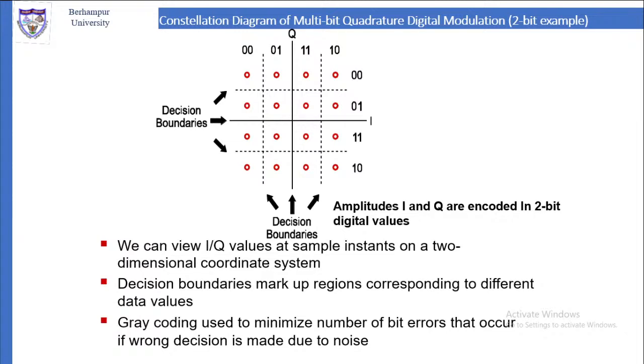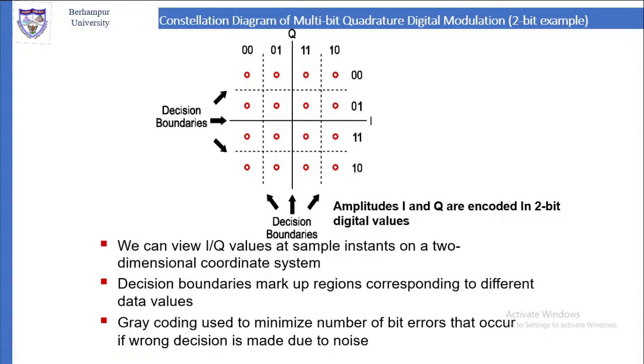Similarly, for the quadrature it is 0, 0, vertical line. You look at the vertical line: 0, 0, 0, 1, 1, 1, 1, 0. That is for quadrature. For in phase, look at the top horizontal line. It is 0, 0, 0, 1, 1, 1, 1, 0. So accordingly, we have our boundaries.